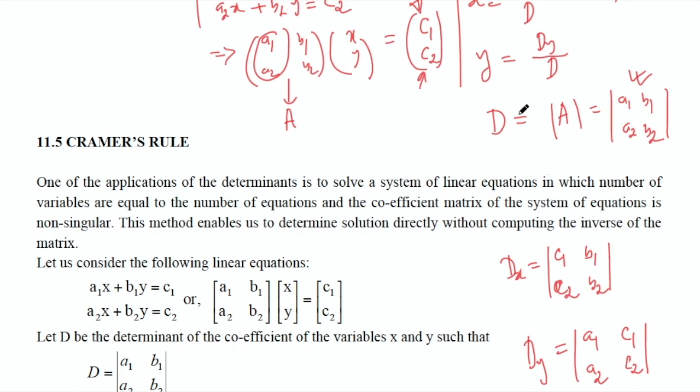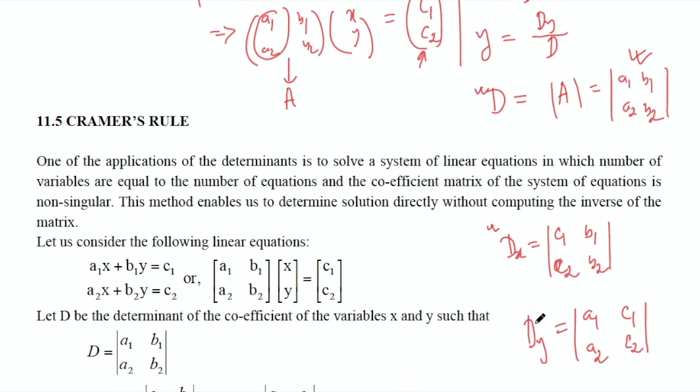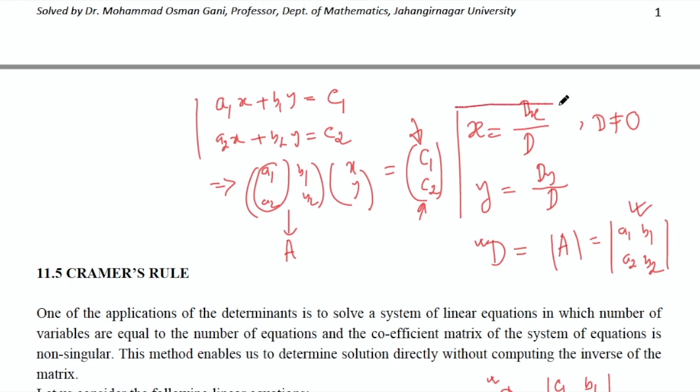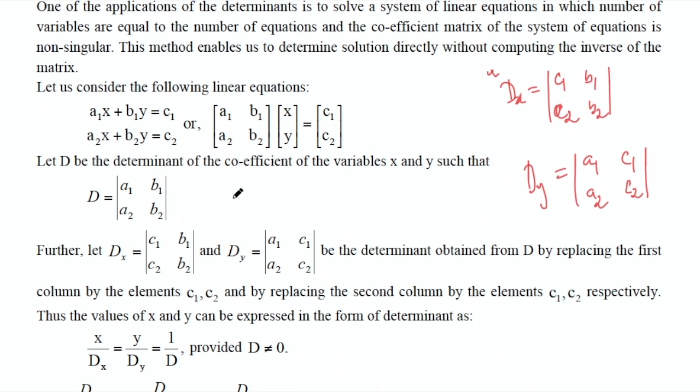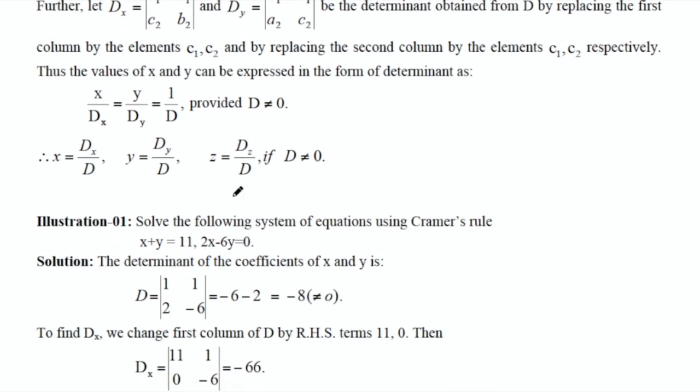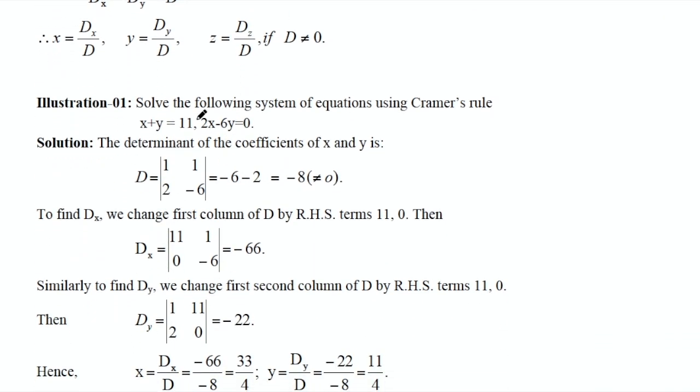So if you can determine dx and dy, then you can easily calculate the solution of this system, which is this: x equals dx by d, y equals dy by d, where d should not be 0. And if it is a three-dimensional case, a system of linear equations in three variables, then z will be dz by d. So now we understand Cramer's rule, and we can solve a system of linear equations by Cramer's rule.